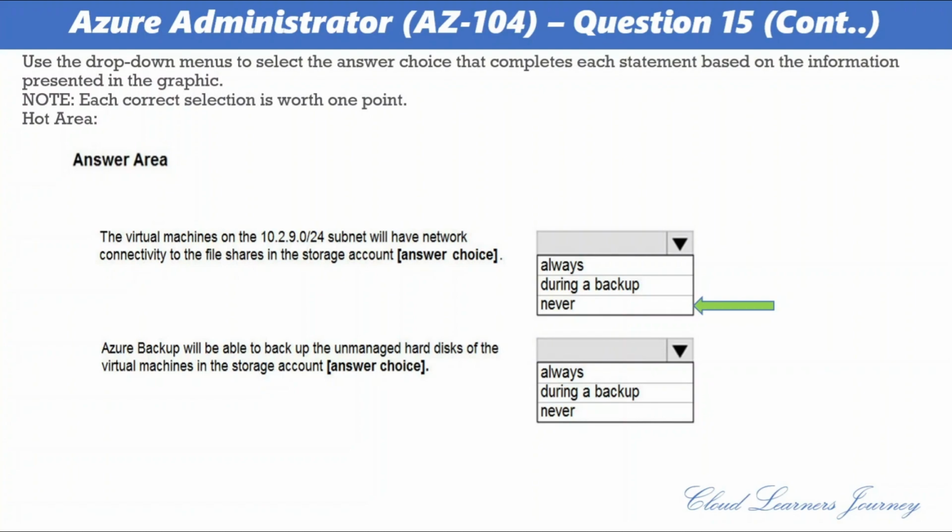Second answer area, Azure Backup will be able to back up the unmanaged hard disks of the virtual machines in the storage account, and the option is never. After you configure firewall and virtual network settings for your storage account, select Allow Trusted Microsoft Services to access the storage account as an exception to enable Azure Backup Services to access the network restricted storage account. Hence, it will never back up.